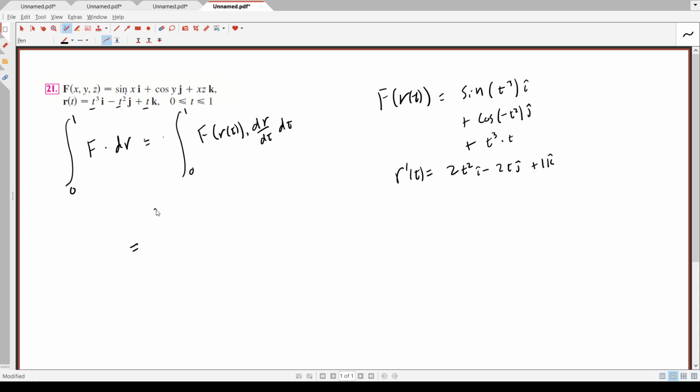Okay, so if I do the dot product, I get the integral. Wouldn't it be 3 on the first? Yes.